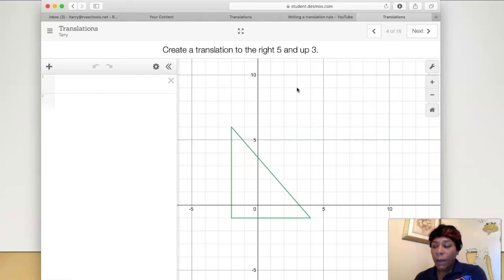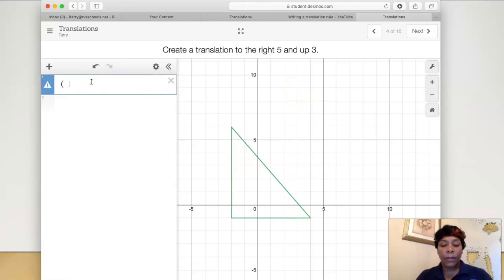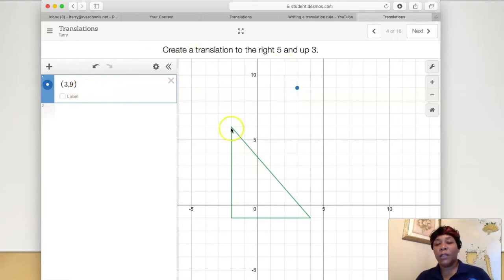So where is my point now? I'm going to look down, and if you can see, it's here, and then it was up there. So that is 3, 9. I'm going to come over here, and I'm going to place it in parentheses, 3 and 9. And I'm going to close it, because if I don't, it won't do anything. So now my point is here. Let me check it just to make sure.